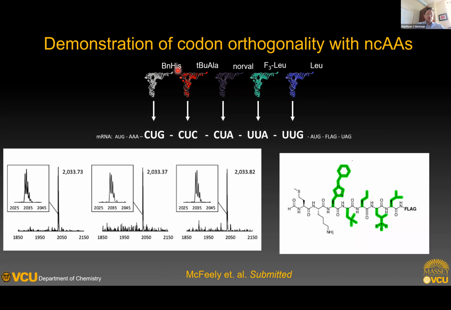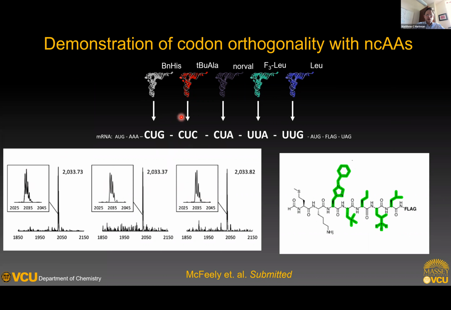So we put non-canonicals on to these individual leucine tRNAs. We made this particular peptide using some different enzymes to charge these onto the tRNAs. And after a little bit of optimization, in particular, this benzylhistidine tRNA needed to be elevated in translation from our standard 15 micromolar up to 30. But after a little bit of optimization, we really get clean peaks.